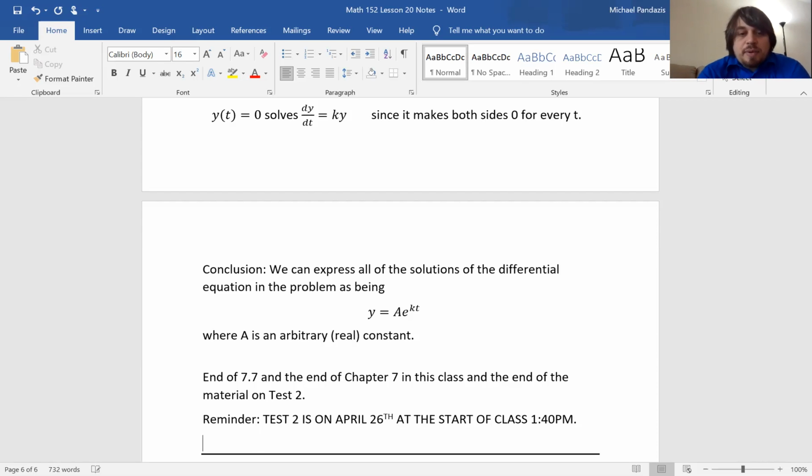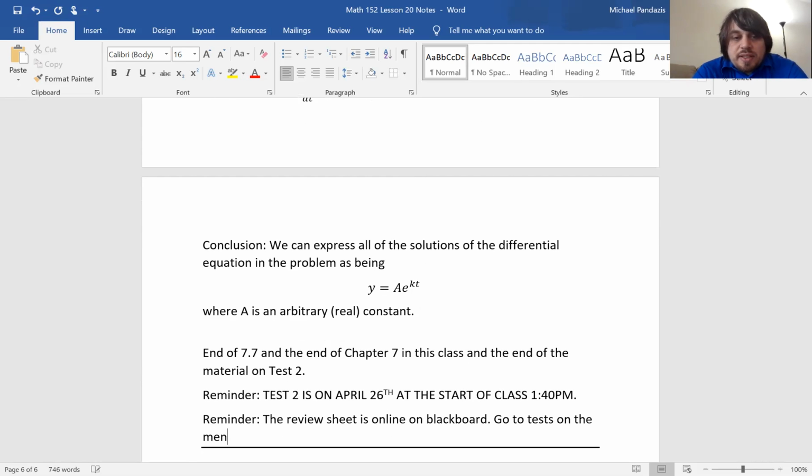Okay, and remember, another reminder, the review sheet has been there for a while. The review sheet is online on Blackboard, right? So you just go to the tests link on the menu bar, then go to test 2. The review sheet is there.